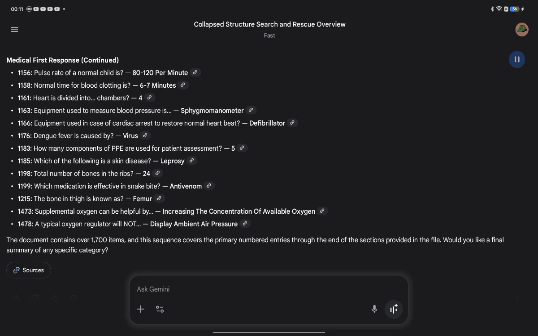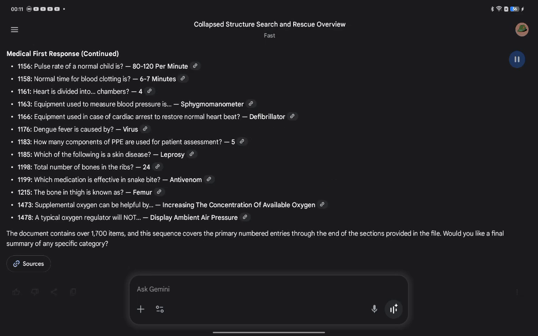Medical first response continued. 1156. Pulse rate of a normal child is 80 to 120 per minute. 1158. Normal time for blood clotting is 6 to 7 minutes. 1161. Heart is divided into chambers? 4.